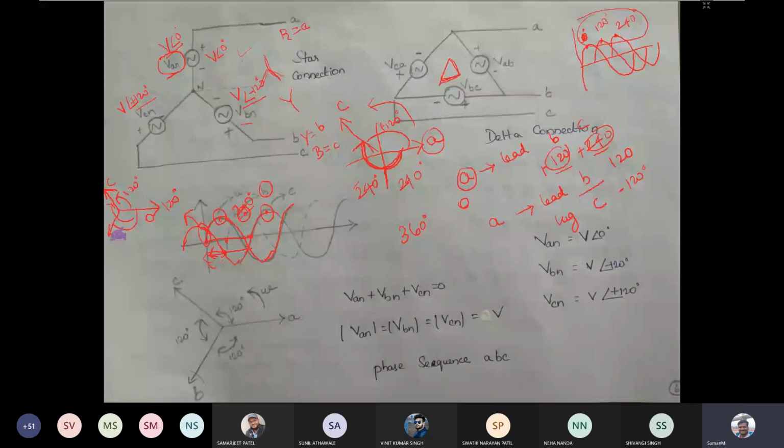So this is B phase. This diagram is drawn like this, but it is slightly rotated, so it is like this. So this is the delta connection. Delta connection also is the same.